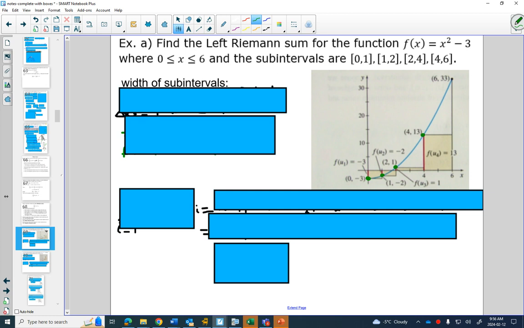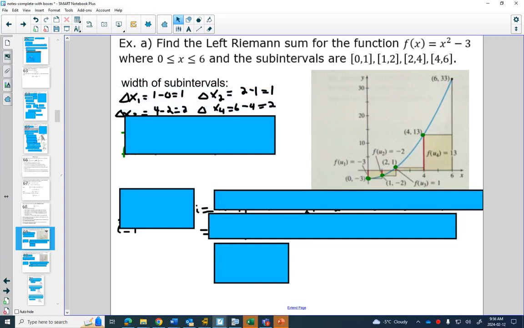And we even have different widths. Some rectangles have a width of 1, some rectangles have a width of 2. So our first change in x has a width of 1. Our second change in x has a width of 1. Our third one has a width of 2, and our fourth one has a width of 2.